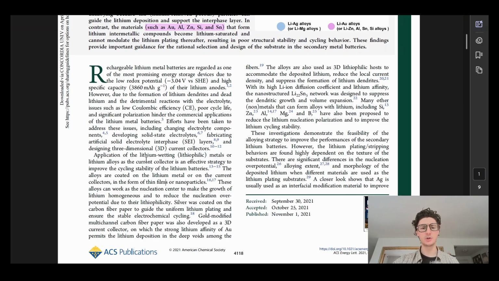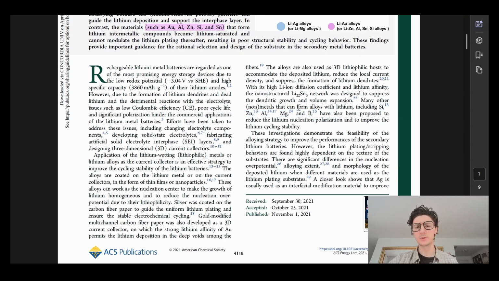So they say application of lithium wetting, lithophilic materials, or lithium alloys as the current collector is an effective strategy to improve the cycling stability of lithium batteries. Cool. Let's move on to the other. Actually, here the alloys are also used as 3D lithophilic hosts to accommodate deposition of lithium, reduced local current density. I'm just reading this little section here because I can see here they start a huge list of materials. So I wonder what that is.